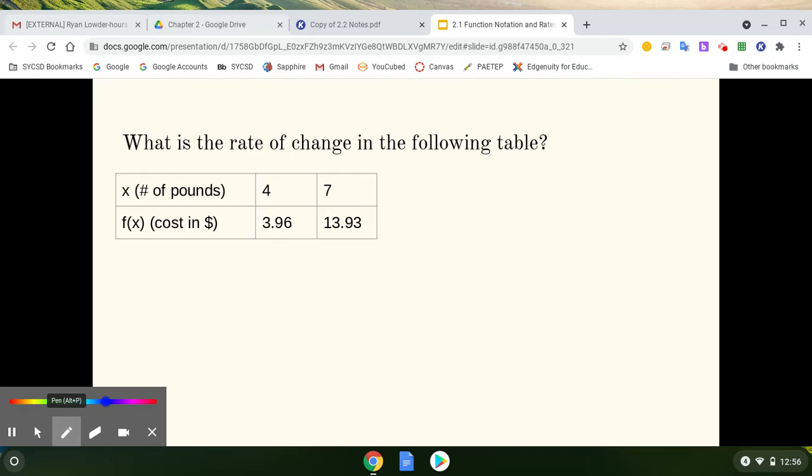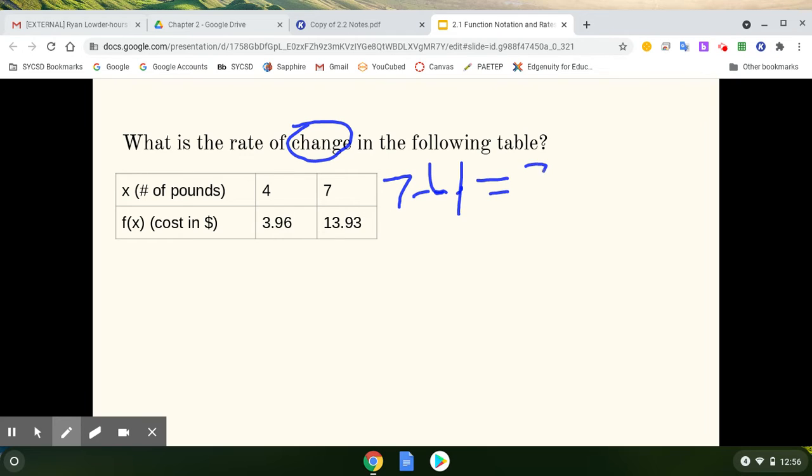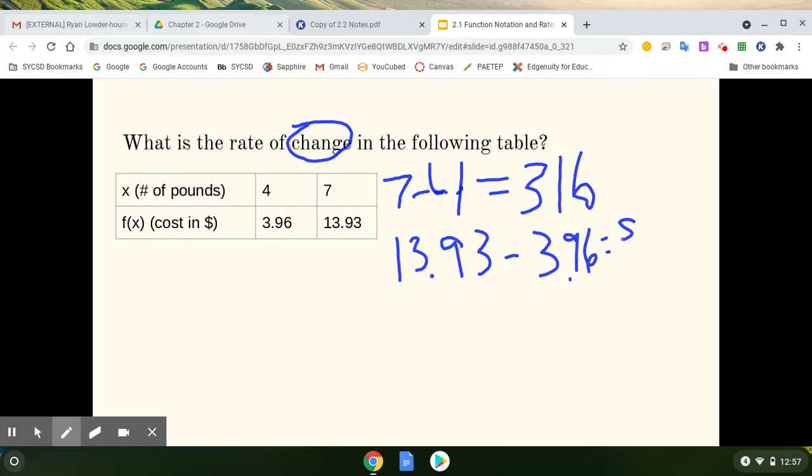As we said in section 2.1, we can find change by taking the difference between two numbers. So to find the change in pounds, we'd take 7 minus 4 to get a change of 3 pounds, and the change in cost by taking $13.93 minus $3.96 to get a total change of $5.97. But as we said before, a rate of change is simply the change in the output divided by the change in the input.